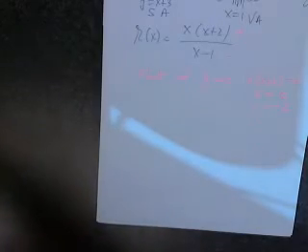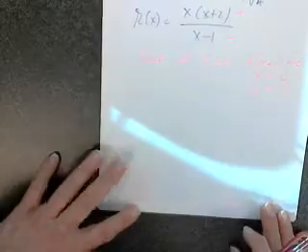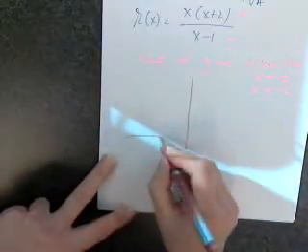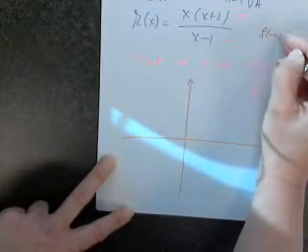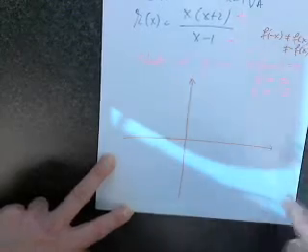Okay. Doesn't look nice. Ready? Of course, it's not symmetric. We can write that down. F of negative x does not equal f of x and does not equal negative f of x.